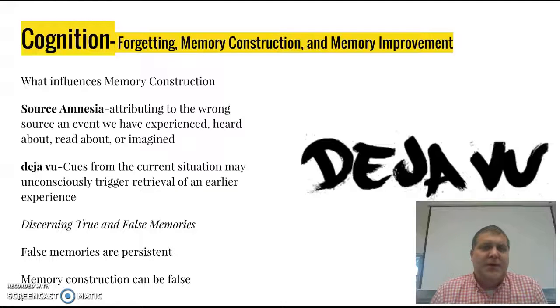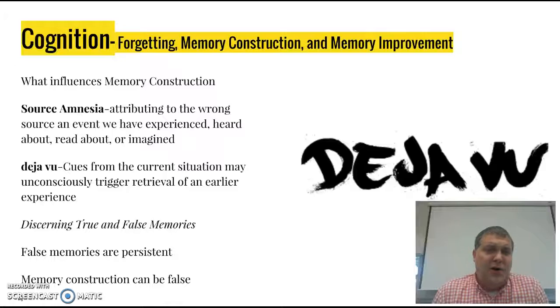Source amnesia is attributing to the wrong source an event we have experienced, heard, read about, or imagined. Some people think that they've read something and that it really applies to them, that they really were in it, because it's associated with their memory because they read about it and they feel like they were in it. Deja vu comes along with this.